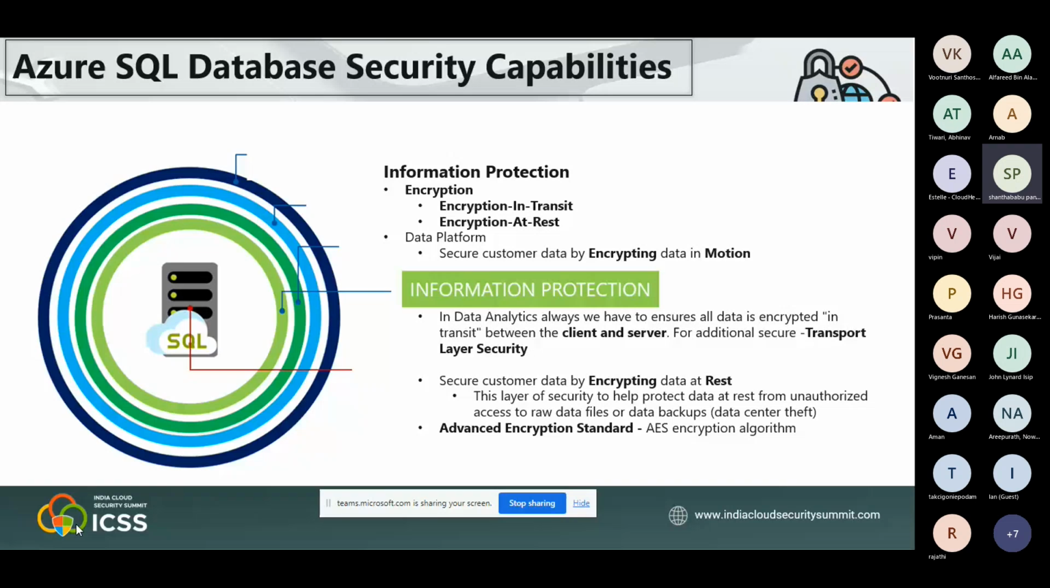Sometimes the data lies in my database, right? Even then it needs to be protected. This layer of security helps to protect data at rest from unauthorized access, because the data is in my data lake or SQL server. Somebody shouldn't be able to straight away steal it, for example through data center theft, so to avoid that. All these encryption and decryption operations are taken care of by AES, the Advanced Encryption Standard algorithm, which is implemented. That is a different area, I don't want to go into detail on that.